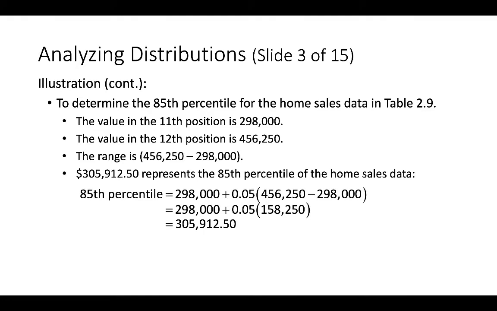So the range between the 11th and 12th position is 456,250 minus 298,000. Now we can calculate that at the 85th percentile, the home value should be 298,000 plus 0.05 multiplied by this range. So the result is $305,912.50. So the home price at the 85th percentile is $305,912.50.